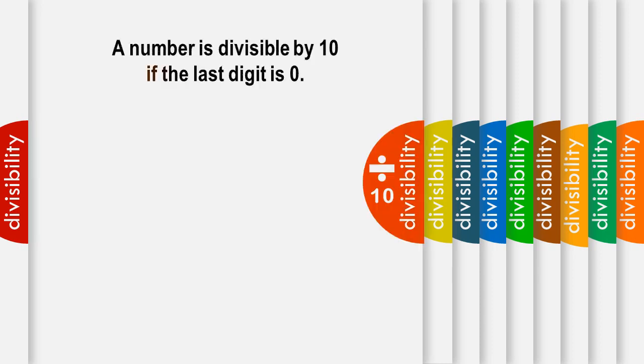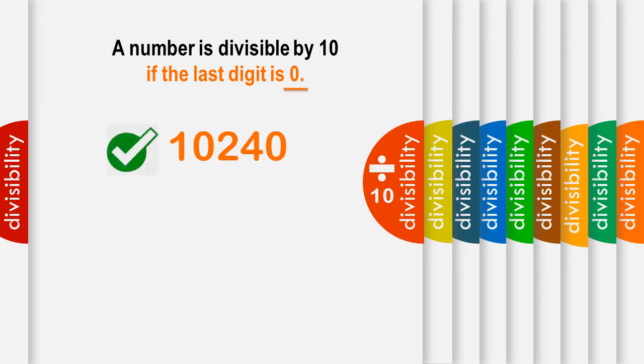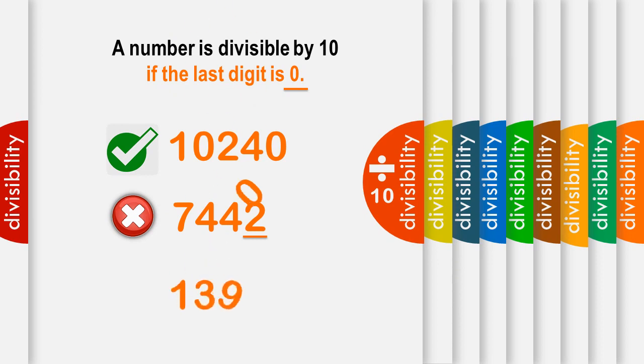Divisibility by 10. A number is divisible by 10 if the last digit is 0. For example, look at the number. 10,240 is divisible by 10? Yes, because the last digit is 0. Look at the next number. 7,442 is divisible by 10? No, because the last digit is 2. Look at another number. 1,390 is divisible by 10? Yes, because the last digit is 0.